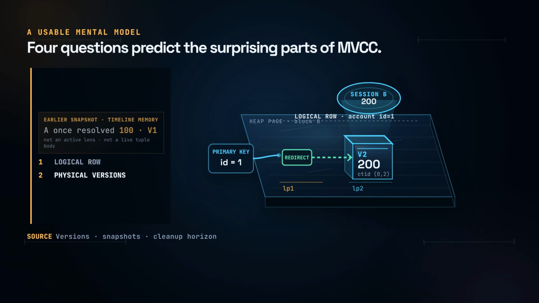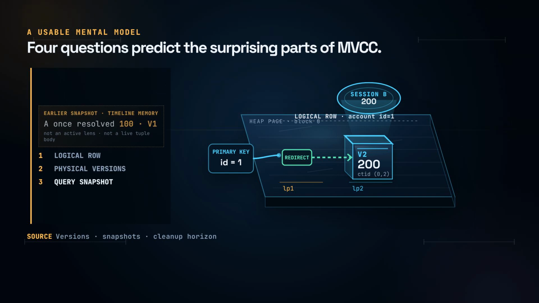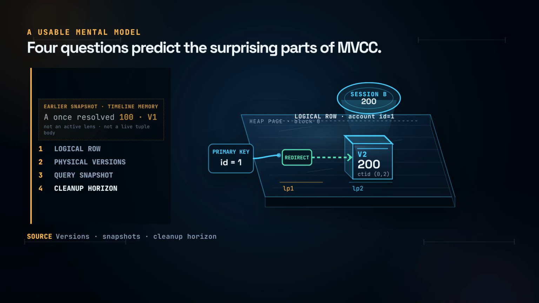The durable MVCC model is 4 questions. What is the logical row? Which physical versions currently exist? Which snapshot is this query using? And which versions must remain because an active snapshot could still see them?